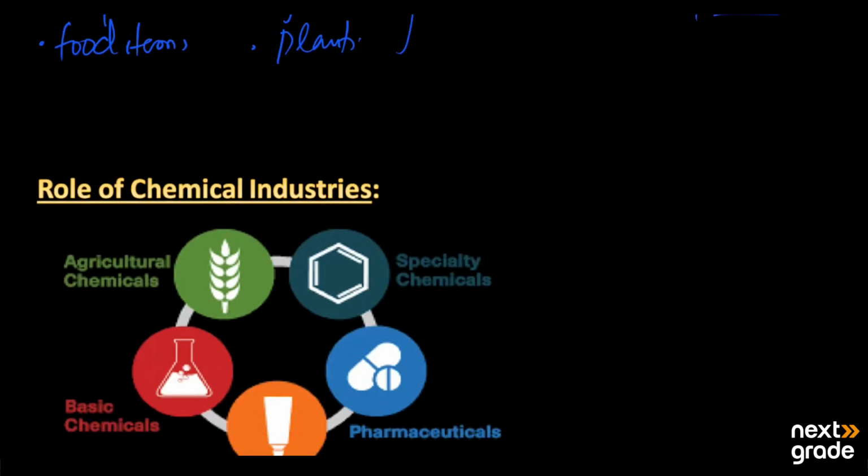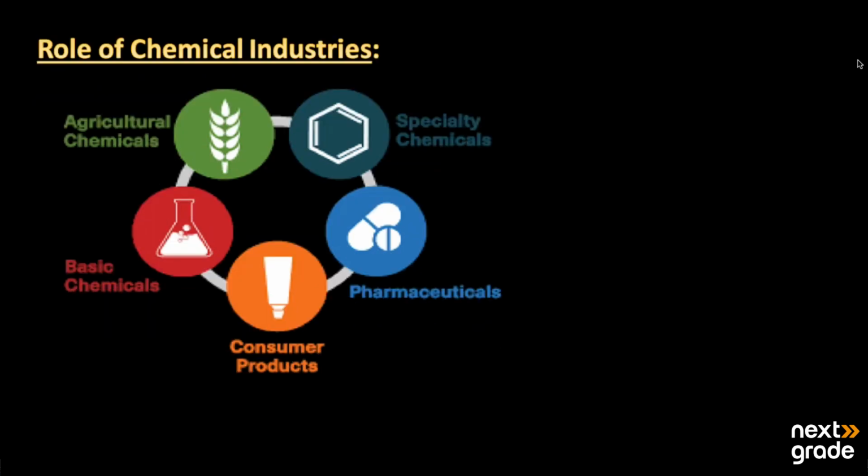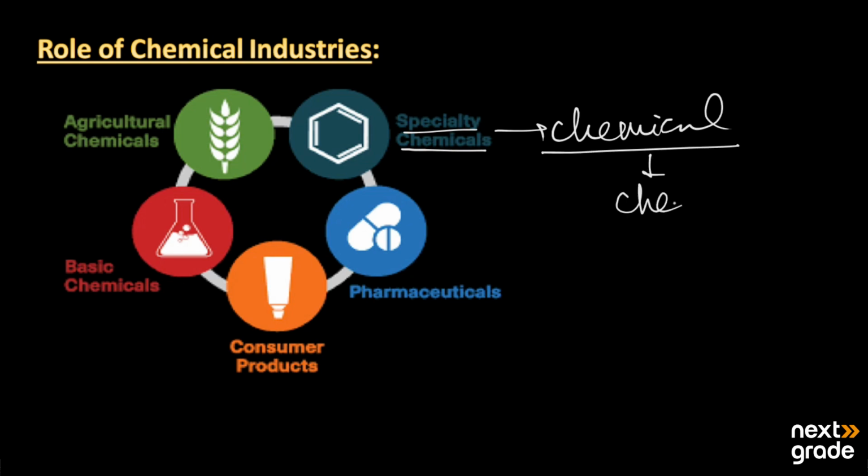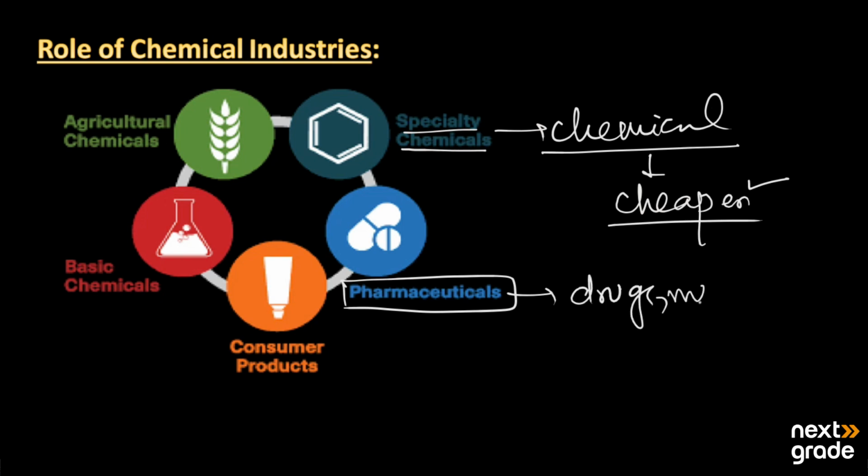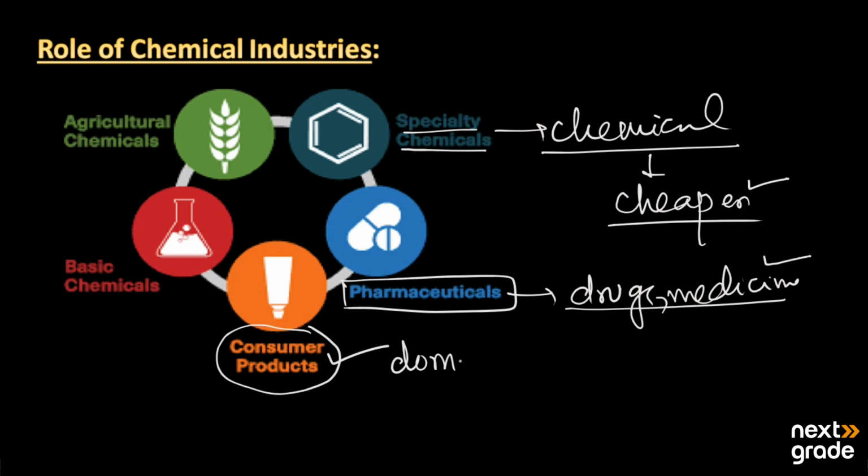Then we have the role of the chemical industries. Basically, what is the role of the chemical industries? The first thing is the specialty chemicals. It produces many chemicals at large scale, and these methods are cheaper, good and safe. The production of pharmaceuticals, different drugs and medicines for the well-being of living organisms, and in turn the consumer products that are used at domestic level as well as at industrial level. It produces basic chemicals.